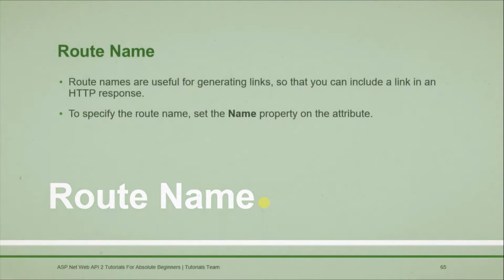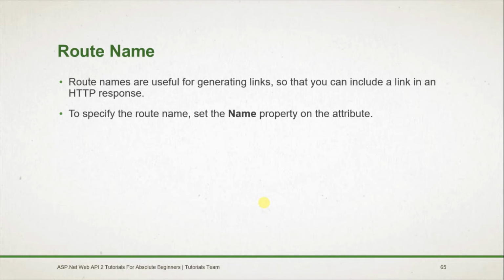In this session we will learn about route names. Route names are useful for generating links so that you can include the link in the HTTP response. To specify the route name, we need to use the Name property of the Route attribute. Let's see it with an example.